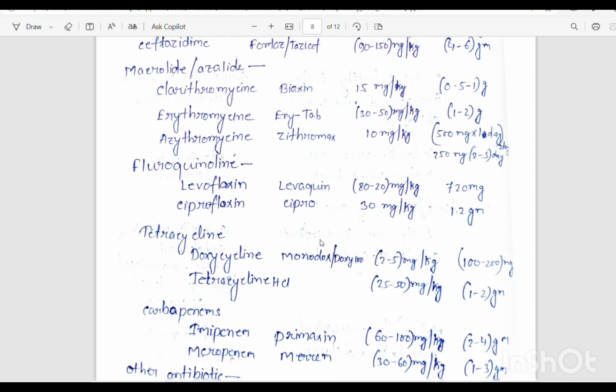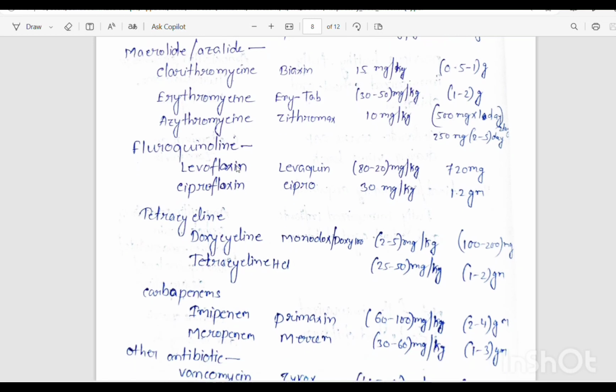Then another type of antibiotic for pneumonia is fluoroquinolone. The first one is levofloxacin. The brand name is Levaquin, and the pediatric dose is 8 to 20 mg per kg, and for the adult is 720 mg. And the second one is ciprofloxacin. The brand name is Cipro, and the pediatric dose is 30 mg per kg, and for adults is 1.2 gram.